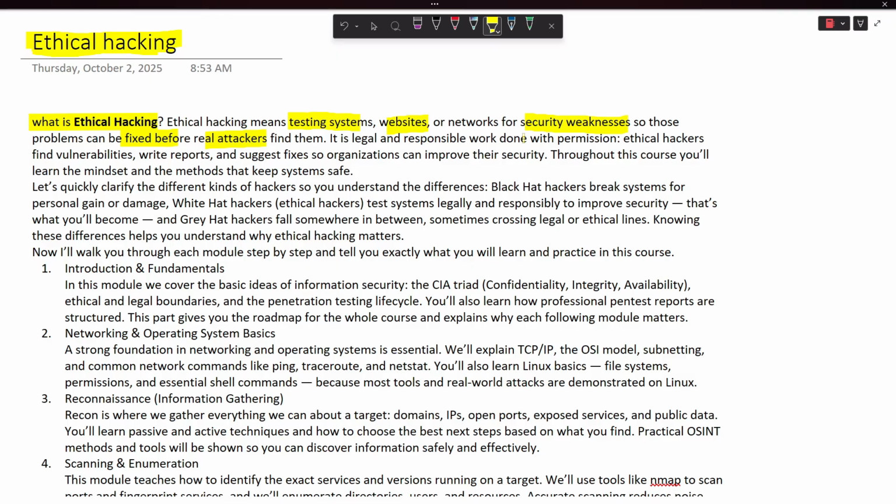So it is legal and responsible work done with permission. So you must take the permission. Without permission, that will not be considered ethical hacking. So ethical hackers find vulnerabilities, they write reports and suggest fixes so organizations can improve their security. Okay, so this is how it works. Throughout this course, you will learn the mindset and the methods that keep systems safe.